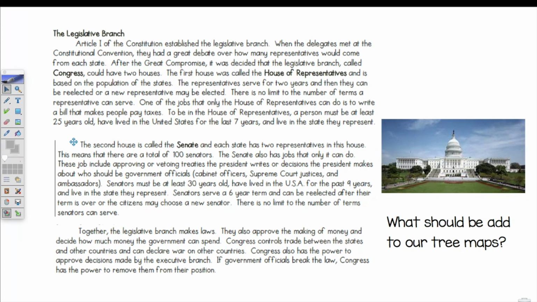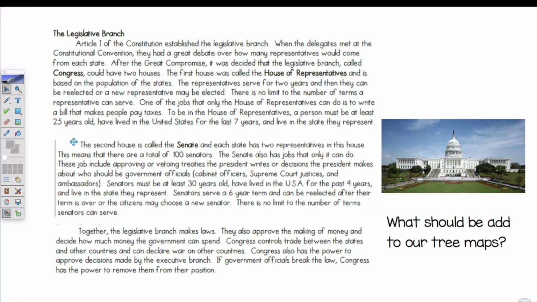These jobs include approving or vetoing treaties the president writes or decisions the president makes about who should be government officials, like cabinet members, Supreme Court justices, and ambassadors. Senators must be at least 30 years old, have lived in the USA for the past 9 years, and live in the state they represent.